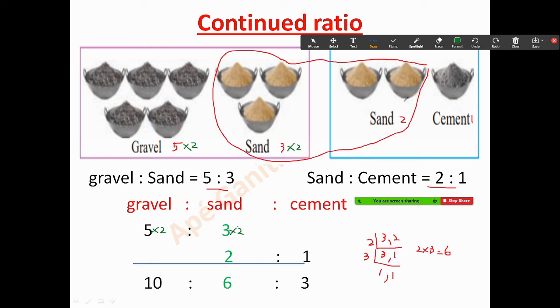Here you got 6, but here you have to get 6. So 2 into what is 6? 2 into 3 is 6. So multiply this by 3. If you multiply this part by 3, you have to multiply the other part of the ratio also by 3. So 1 also multiply by 3. Here, 2 to 1, multiply by 3. Then multiply by 3. Here also multiply by 3.